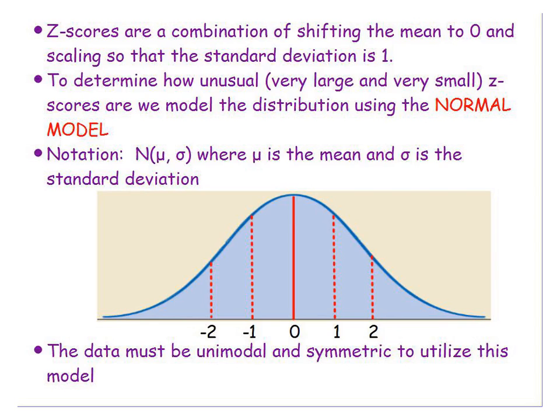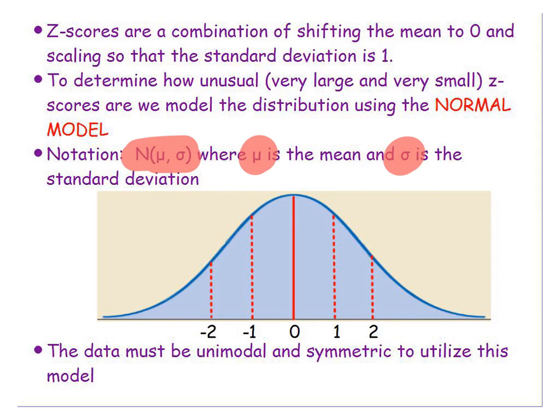So first let's talk about some notation. If you see capital N, parentheses, you know you're talking about the normal model. Then they'll give you two numbers. The first number will automatically be your mean because that is your mu. And the second number will automatically be your standard deviation because that is sigma. So if you see N(5, 2), that means it's a normal model with a mean of 5 and a standard deviation of 2.